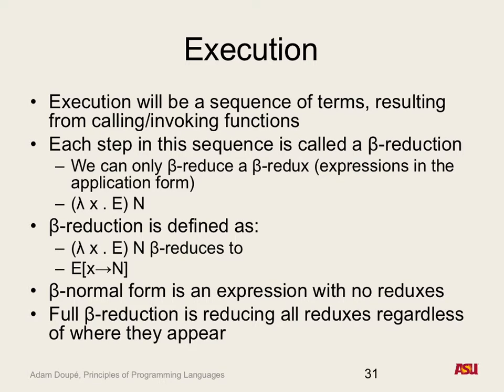We're just going to use what they call full beta reduction. So we will reduce all redexes regardless of where they appear. This will mean that in all the examples I give you, it will not matter which order you do the reduction in. It doesn't matter if you do the first one, the second one, whatever. You will always be able to reduce it fully.